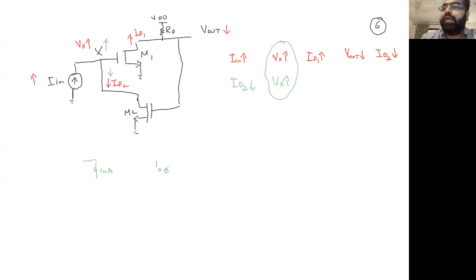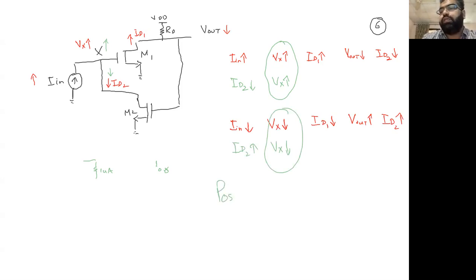Let's see the opposite scenario. I in goes down. What will happen with Vx? Goes down. What will happen with ID1? Goes down. What will happen with Vout? Goes up. What will happen with ID2? Goes up. Feedback path. ID2 goes up. So now the potential of Vx has to drop. Again, a positive feedback. So this configuration is a positive feedback.